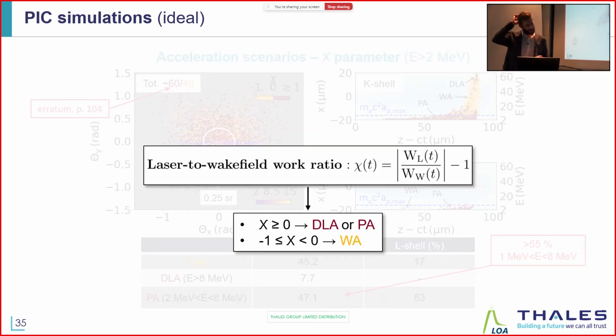Now, in order to understand if it's the laser contributing most to the acceleration of the electrons or the wake field, I introduced this parameter, hoping also to distinguish the different acceleration mechanisms. But it's very, very difficult because in most cases we have a combination of these acceleration processes, so it's definitely not easy. Anyway, introducing this laser to wake field work ratio, T: if it's positive, it's the laser, which can accelerate in this regime either via DLA or ponderomotive acceleration, or if it's between -1 and 0, it's wake field acceleration.